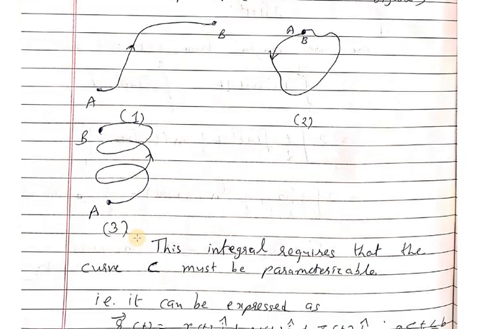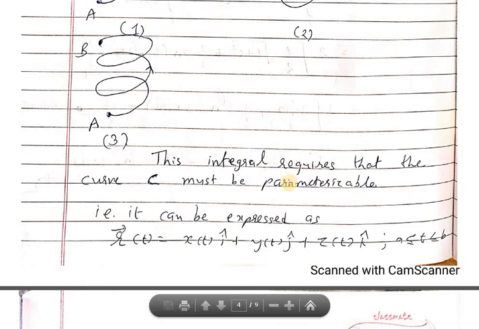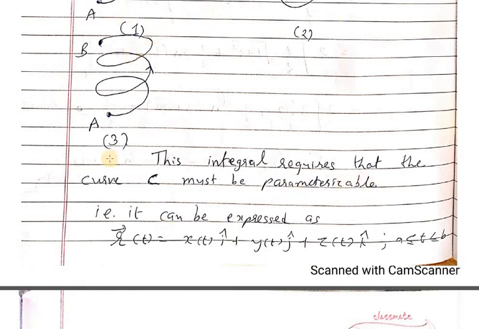Secondly, the integration requires that C must be parameterizable. That means whatever curve we have, 1, 2, 3, they all must be written in a parametric form. That means the parameterization must be possible. Then only you can find the line integration. Because if your function is not in a one variable form, then it is not integrable.